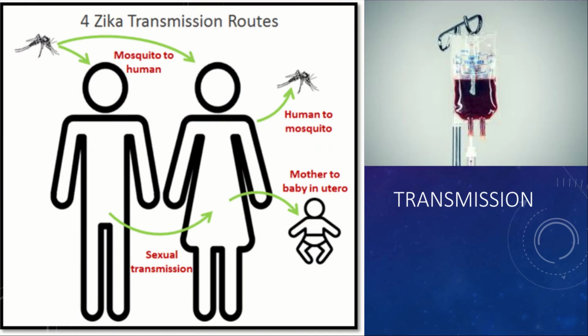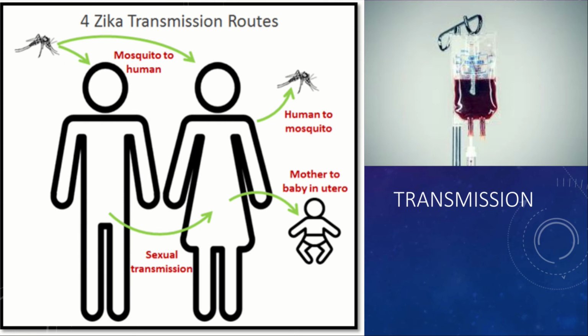Transmission. There are some ways that the Zika virus can be transmitted. First is mosquito to human. When the mosquito bites the human, gets the blood and is infected, it can bring it into another human by biting that other human. So here, if this mosquito has Zika virus, bites this person, then bites this person, that means both of them are infected with the Zika virus.